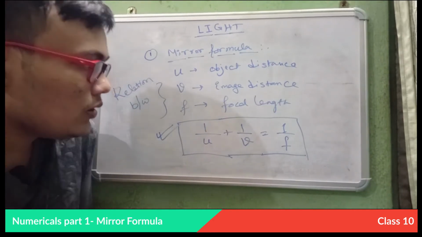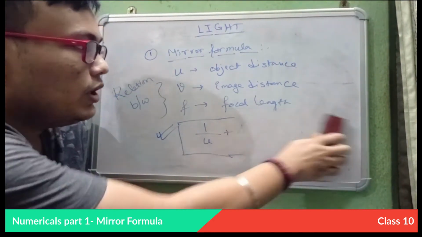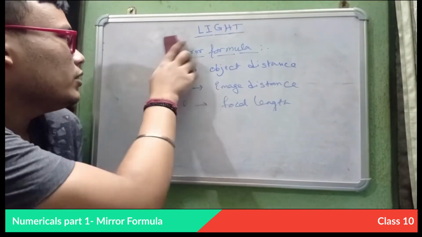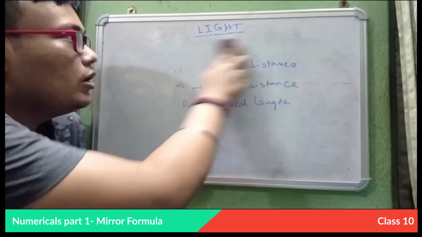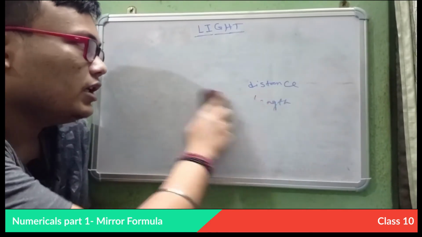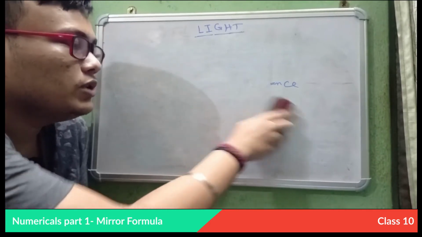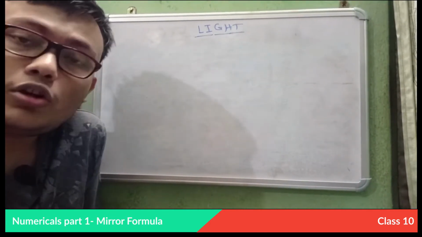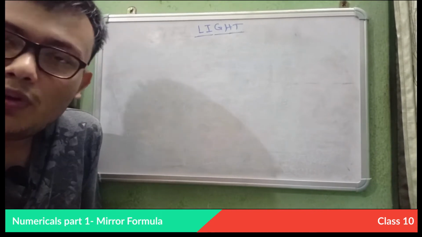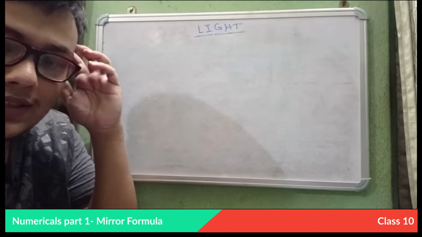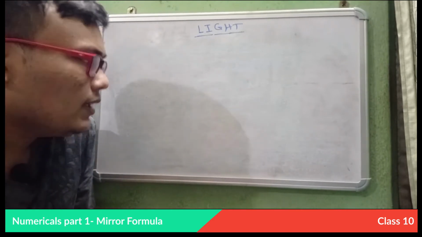Okay, so before we go into the numericals, there are few things which have to be kept in mind while considering the image distance, the object distance, and the focal length. We have to keep the sign conventions in mind. Now what do we mean by sign conventions? There is a small trick by which we can easily remember the sign conventions.